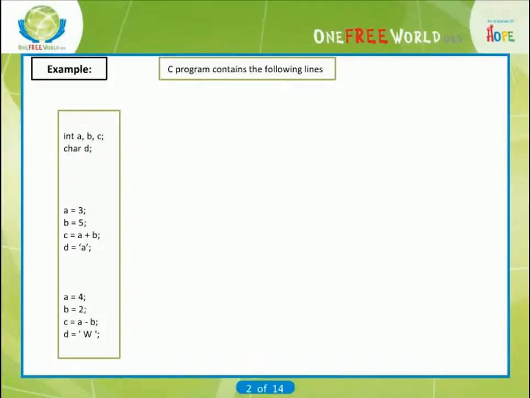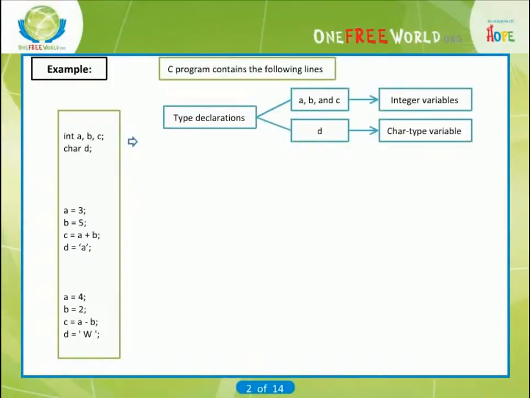The first two lines are type declarations, which state that A, B, and C are integer variables, and that D is a char type variable. Thus A, B and C will each represent an integer valued quantity, and D will represent a single character. These type declarations will apply throughout the program.